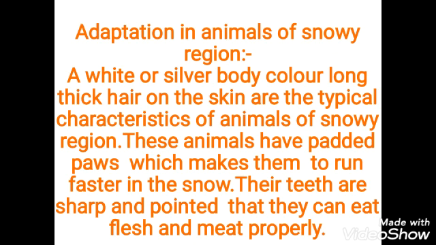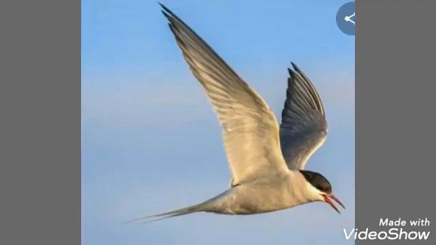Adaptation in animals of a snowy region. A white or silver body color and long, thick hair on the skin are typical characteristics of the animals of a snowy region. These animals have padded paws which make them run faster in the snow. The teeth are pointed and sharp so that they can eat flesh and meat properly.